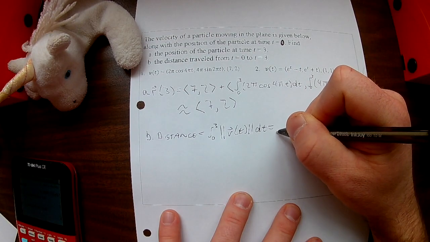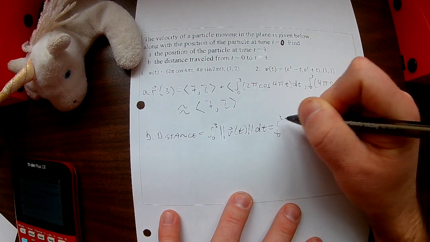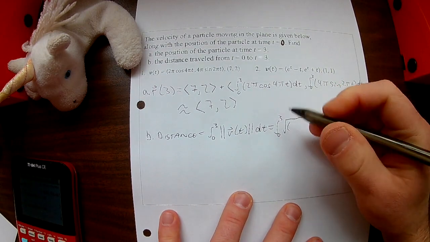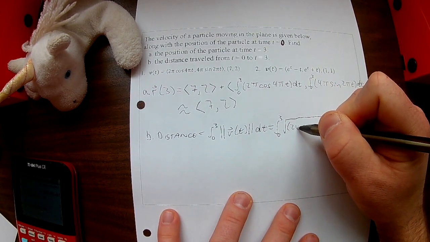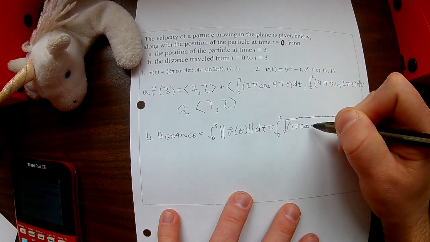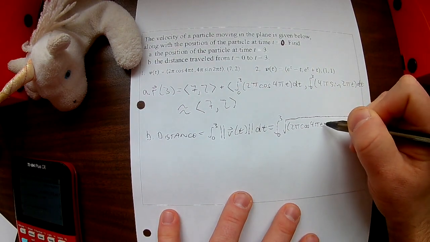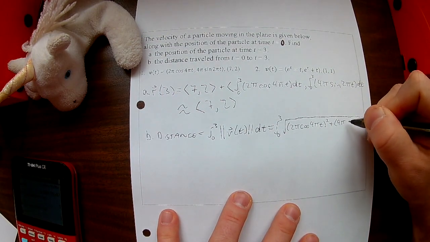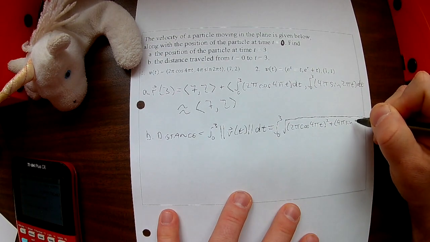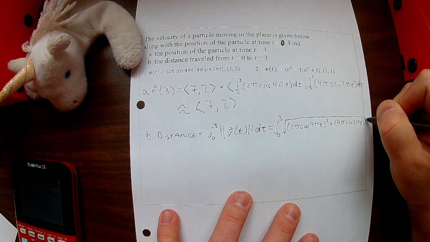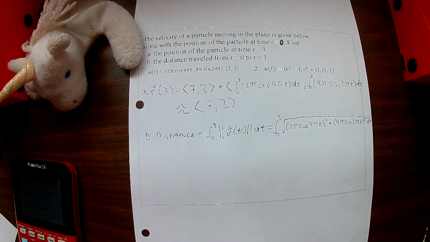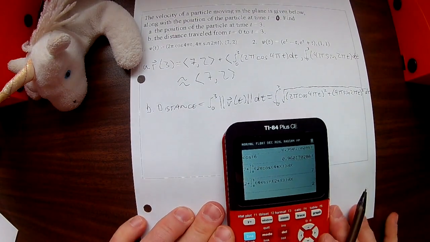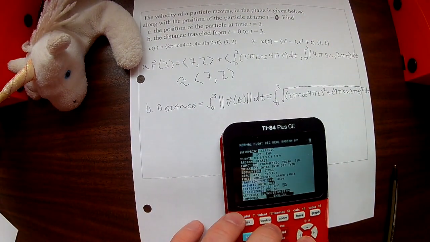Looking here, we can call this the integral from 0 to 3 of the square root of the x component, 2 pi cosine of 4 pi t, squared, plus the y component squared, 4 pi sine of 2 pi t, squared, and then a dt hanging out there. Okay, this is too much for me to plug into my calculator. So a nice little life hack that I can do.